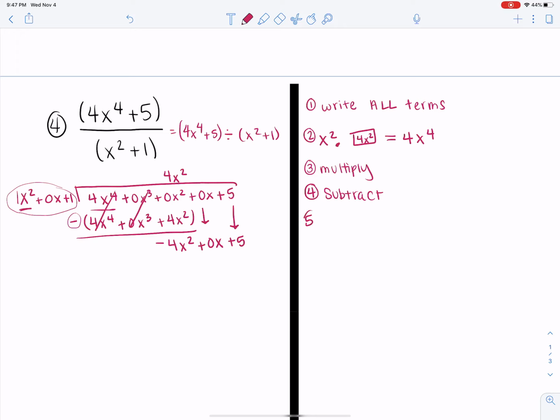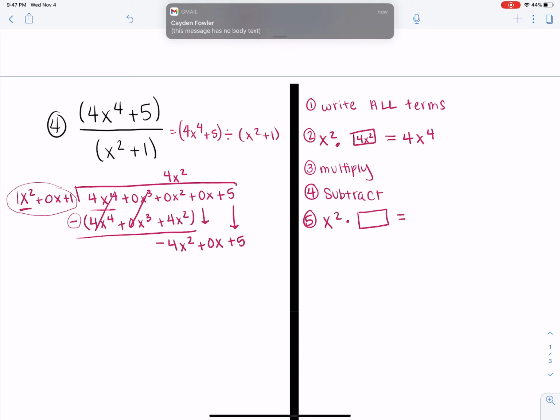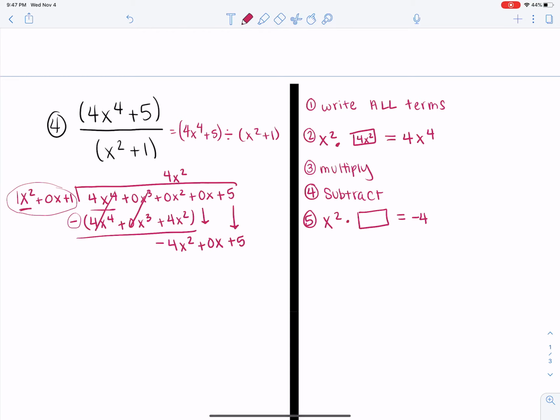All right, now step 5, I need to ask myself that question again. The first term is x squared, 1x squared. X squared times what will give me the first term I have now, negative 4x squared? X squared times negative 4 is going to give me negative 4x squared. So I'm going to write a minus 4 next on top. Step 6, we're going to multiply. Next, we're going to subtract.